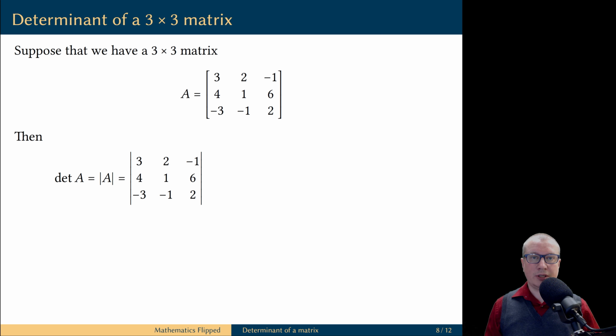Please pay careful attention to the difference in notation. When a square array of numbers represents a matrix, we use square brackets to delimit this array. However, when this square array is delimited by vertical bars, this indicates the determinant of this matrix, which as an object is just one single number.